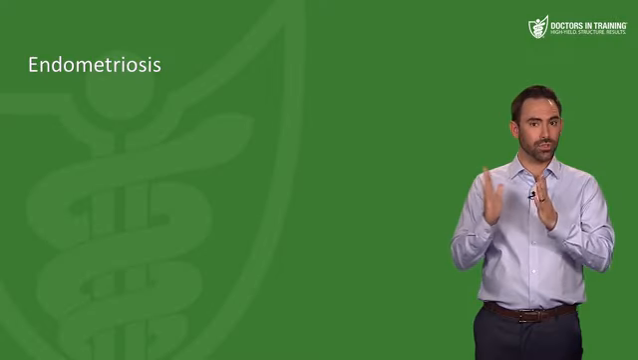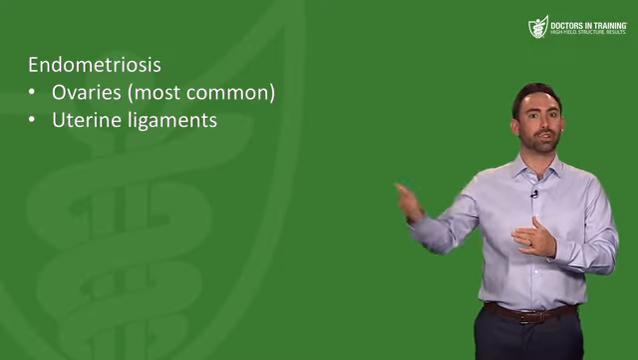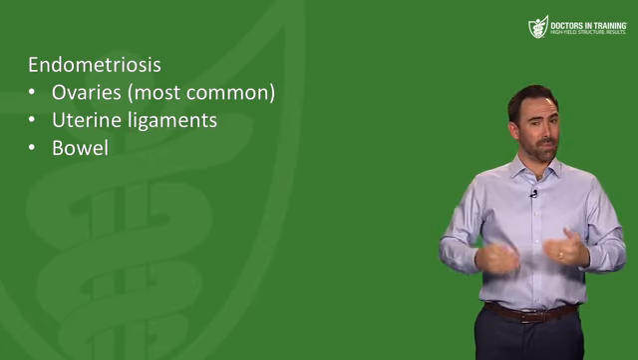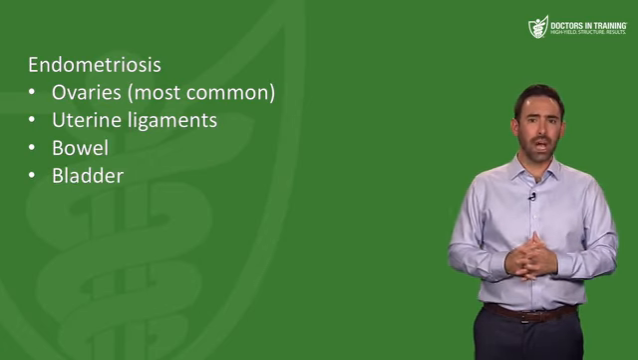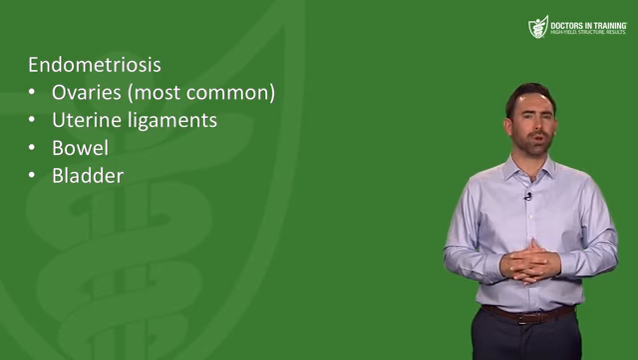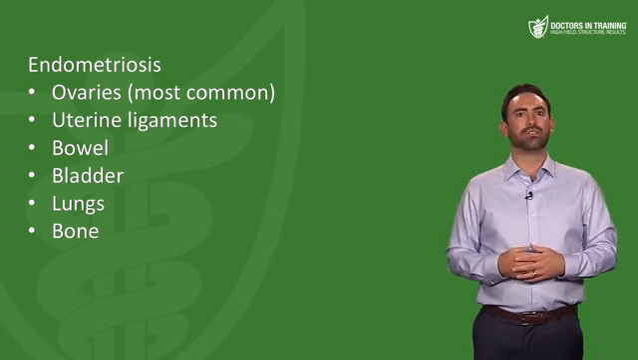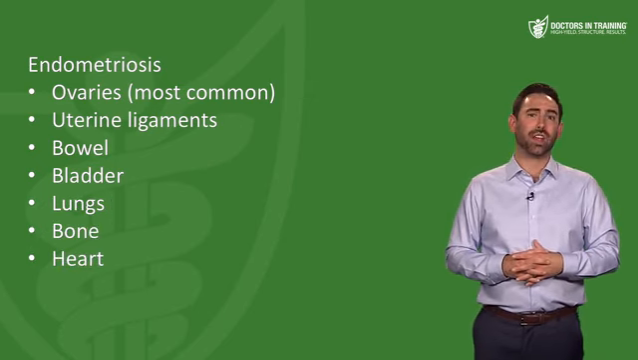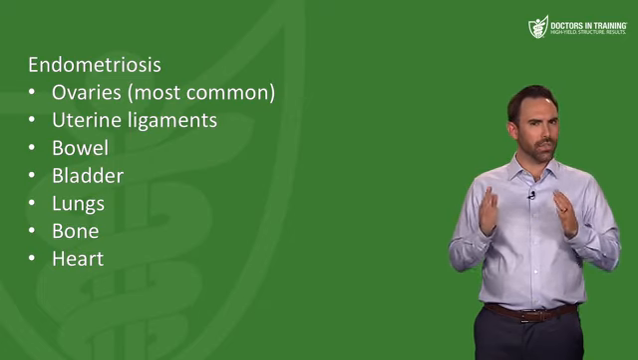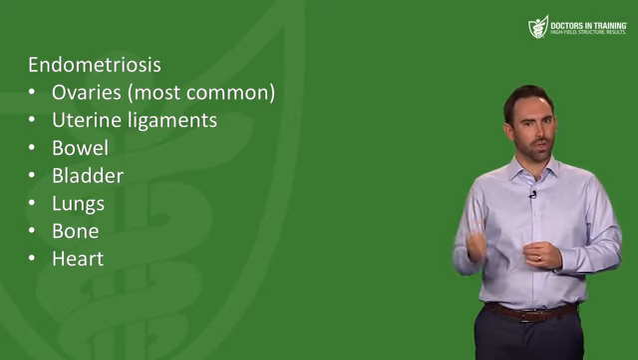So where can you find endometriosis? Well, it's usually in the pelvis, but it can be anywhere. And totally paradoxically, it can be found in men. But for our purposes, let's focus on where it's found most commonly, which includes the ovaries, followed by the uterine ligaments. But it can also affect the bowel and the bladder. And uncommonly, you can even have endometriosis in the lungs, bone, or even the heart and brain. Pretty much anywhere. But definitely know that the most common location is in the ovary.